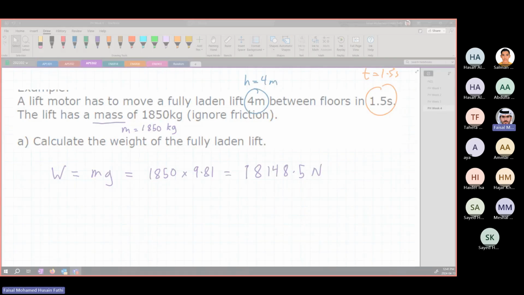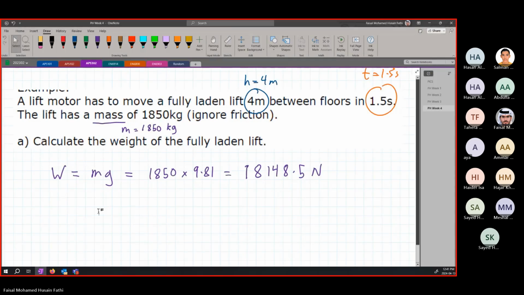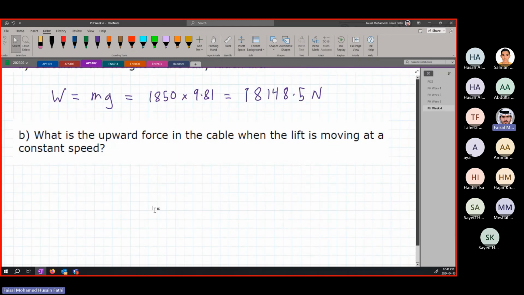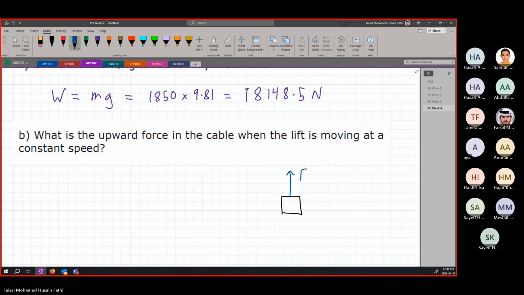Very easy, very straightforward. Part B says, what is the upward force in the cable when the lift is moving at a constant speed? So we're talking about force. Remember, if we draw the free body diagram very quickly, this is our lift. There is going to be a force F upwards and the tension force in the cable. And we have our weight downwards.